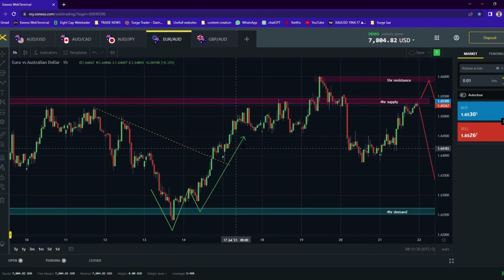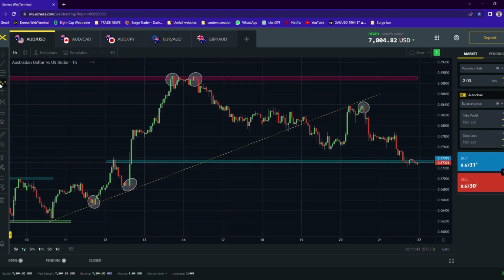As you can see right there, we have a double bottom and a move to the upside. 13th and 14th created a double bottom chart pattern. Then we saw a big push to the upside, and if we go back here, we can see a double top and a big push to the downside. So that's clear that we have a very clear negative correlation between AUD USD and Euro AUD.